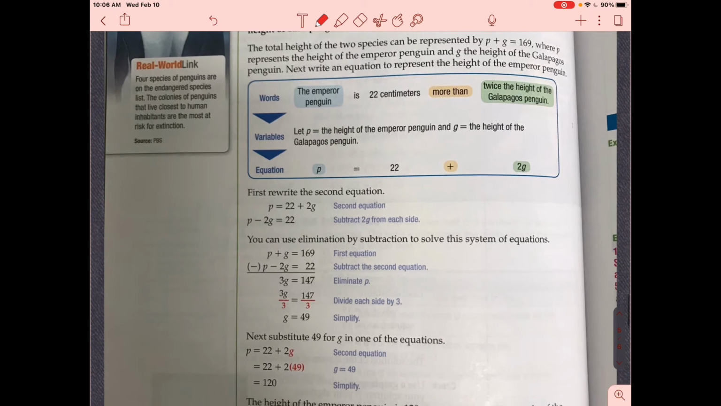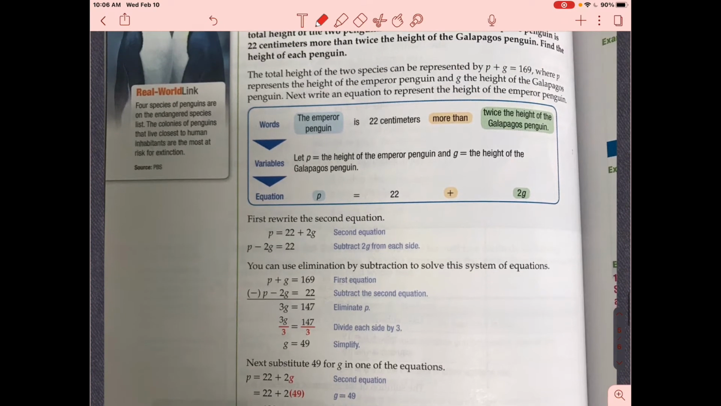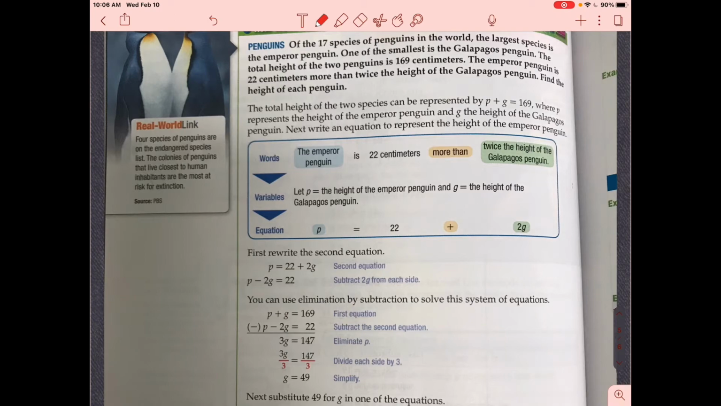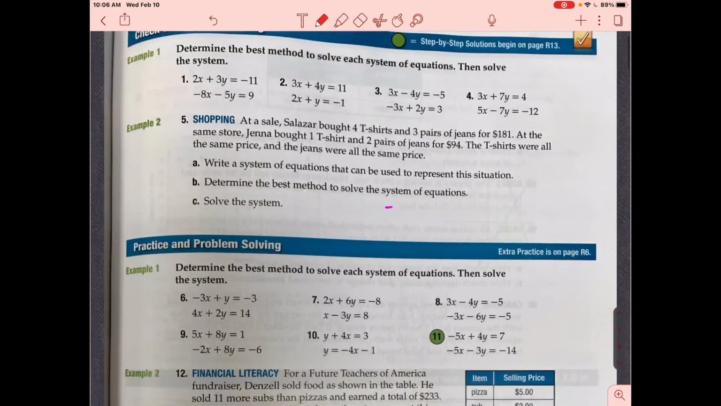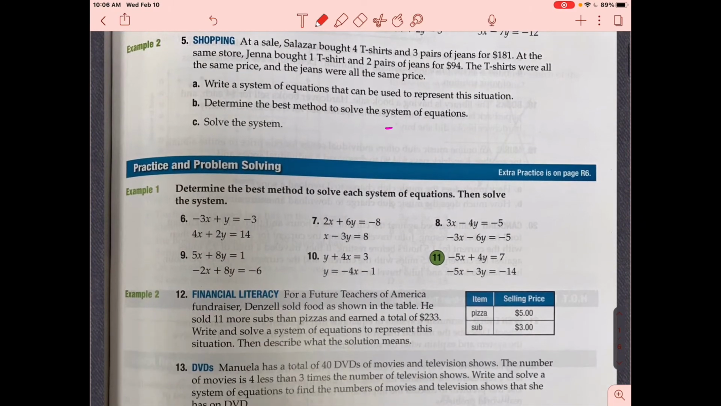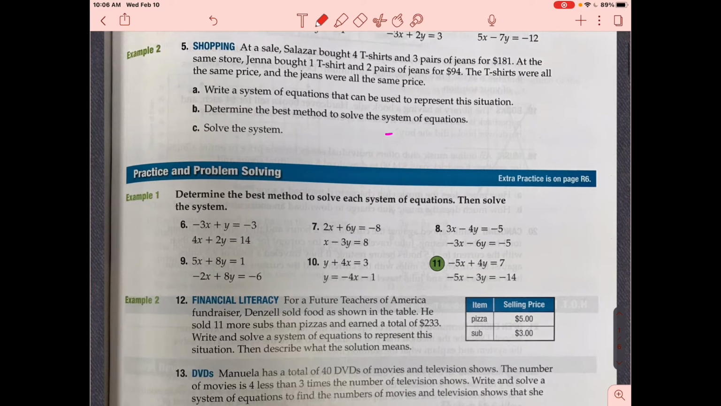So in the rest of this lesson, we have some systems of information that we're going to put into equations and solve. So I'm actually going to come up here, look at this page, and we can work some examples. Let's talk about this shopping problem, number 5. At a sale, Salazar bought 4 t-shirts and 3 pairs of jeans for $181. At the same store, Jenna bought 1 t-shirt and 2 pairs of jeans for $94. The t-shirts were all the same price, and the jeans were all the same price.